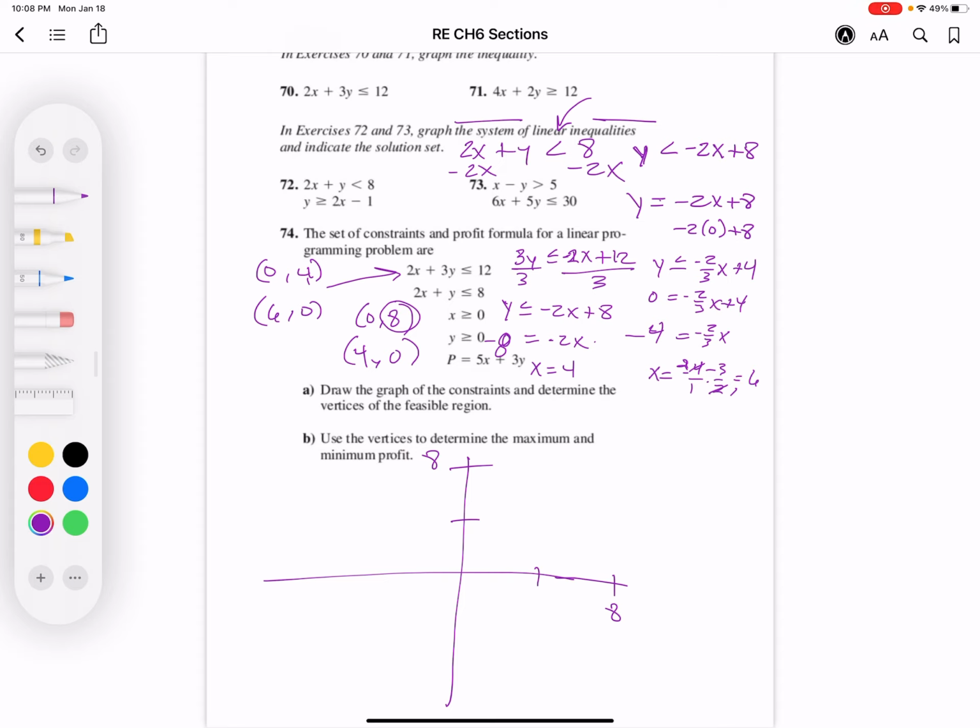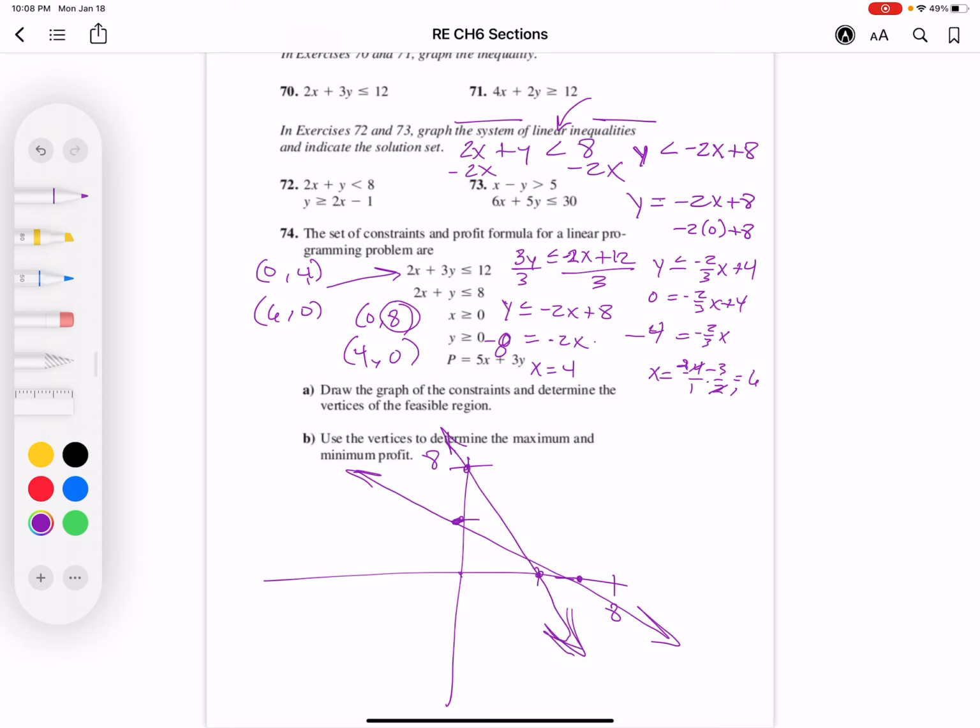We've got 0, 4, so 0, 4 is going to be here, and 6, 0 is going to be here. So one of our lines is going to go something like this. And then for the next one, we've got 0, 8 and 4, 0. So that one is going to go something like this.